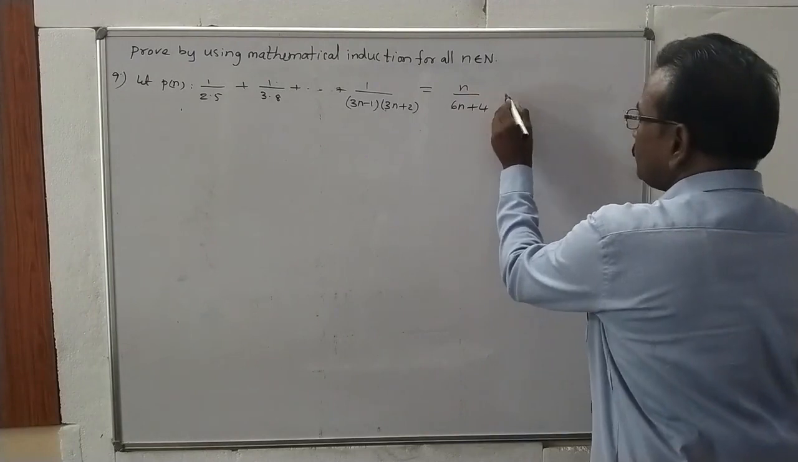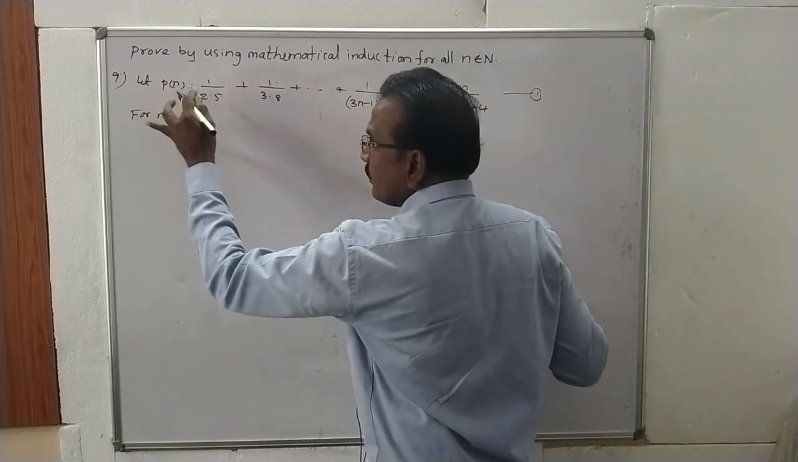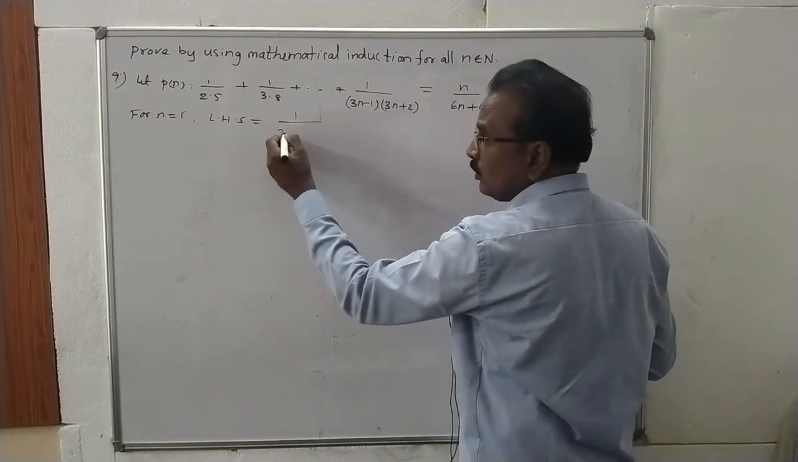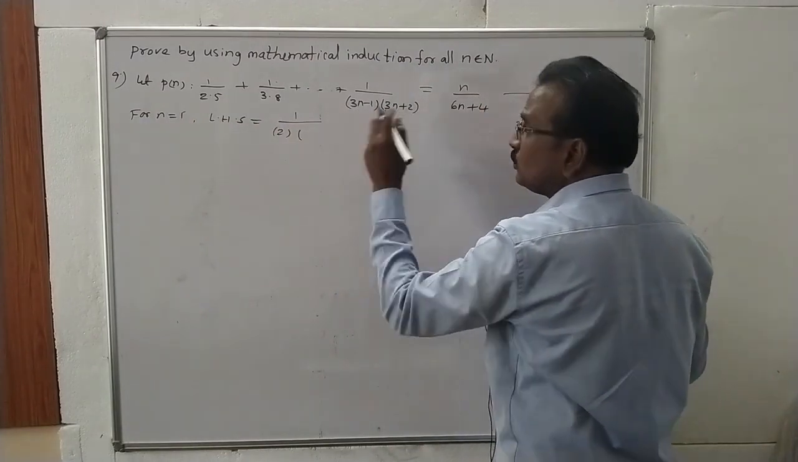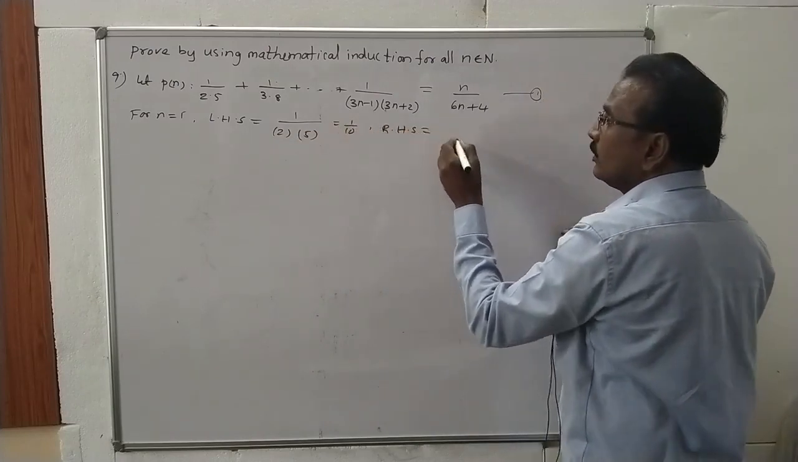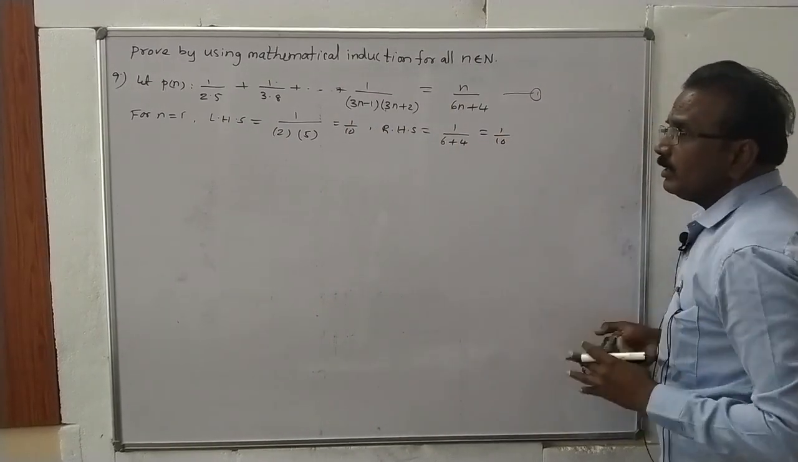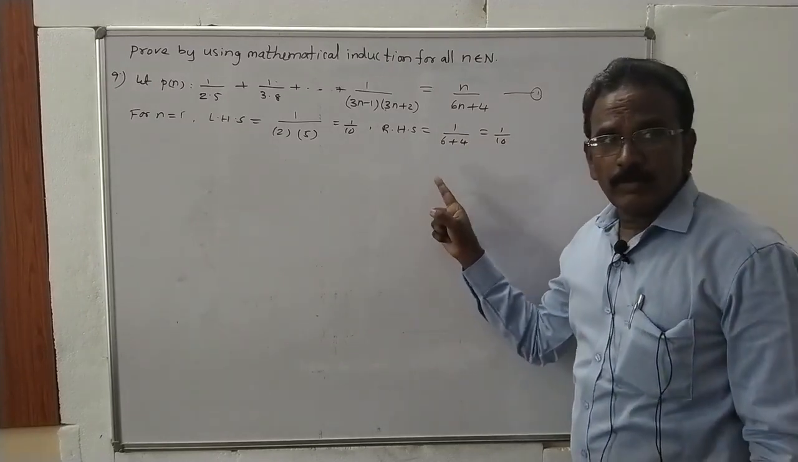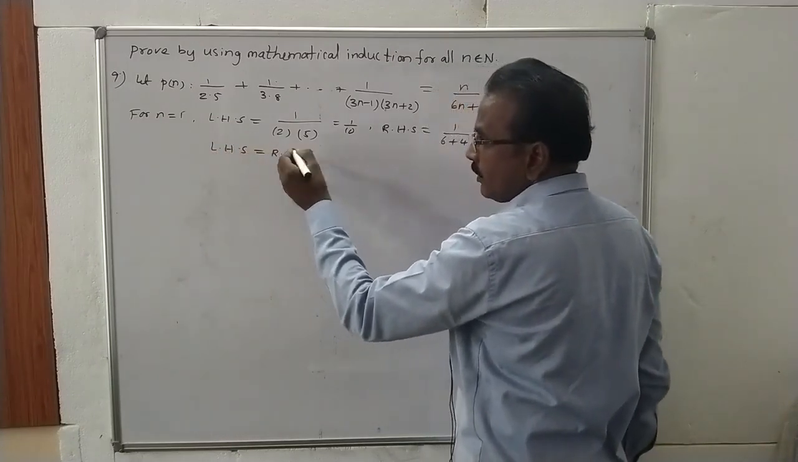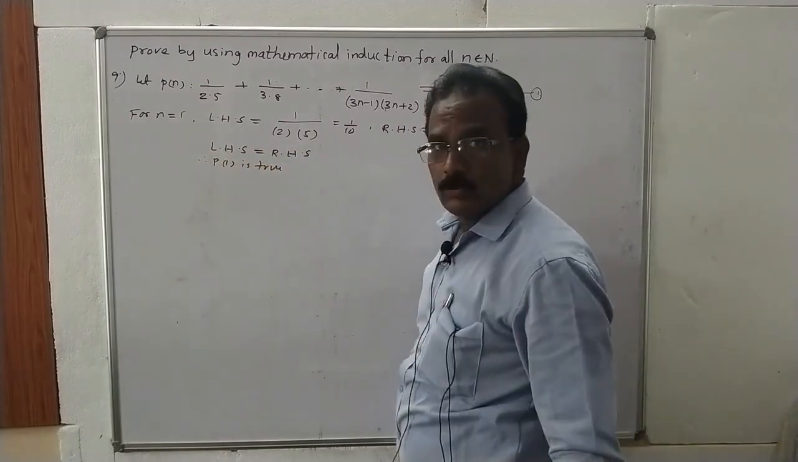Right. So this is equation 1. Your basic step for n is equal to 1. For n is equal to 1, LHS is 1 divided by 3 ones are 3 minus 1, 2, into 3 ones are 3 plus 2, 5. That is 1 by 10. RHS is 1 divided by 6 ones are 6 plus 4. That is also 1 by 10. So LHS is equal to 1 by 10, RHS is equal to 1 by 10. So clearly LHS is equal to RHS. Therefore P of 1 is true. That means the statement is true for n is equal to 1.